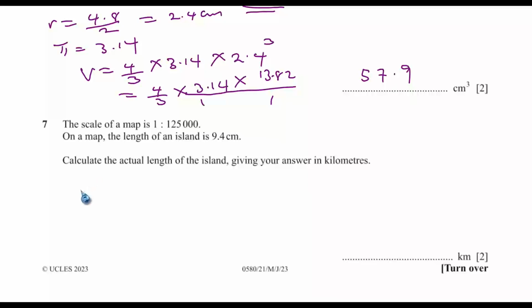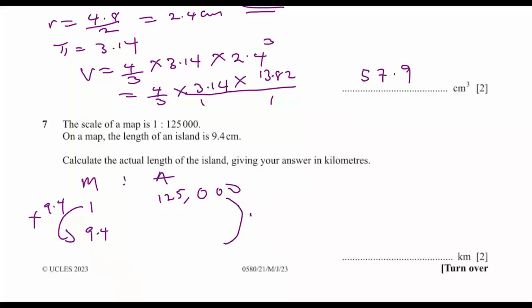So we can write the map ratio to the actual reading, then we know that we have 1 to 125,000. Then we have 9.4 centimeters. We want to get the actual value of these 9.4 centimeters. Of course, we know that this was multiplied by 9.4. To get this, you need to do the same thing to the right hand side by multiplying 125,000 by 9.4, and that will give you 1,175,000 as the actual value here, but in centimeters.